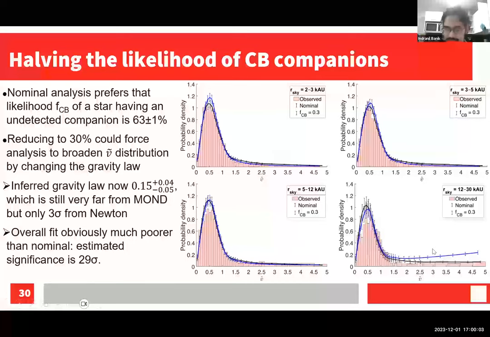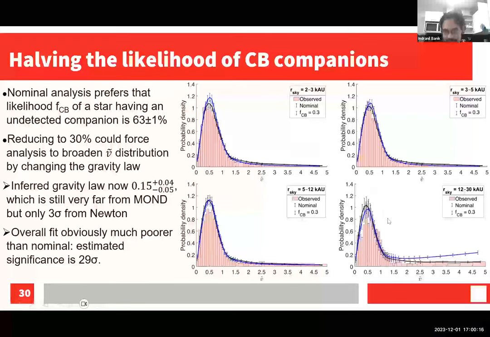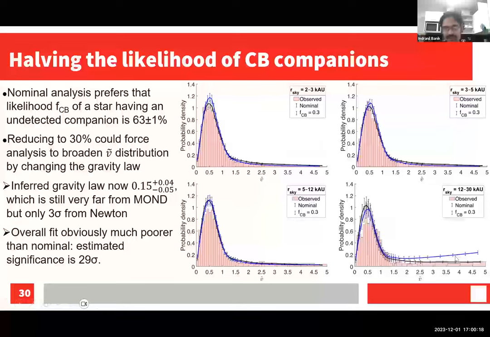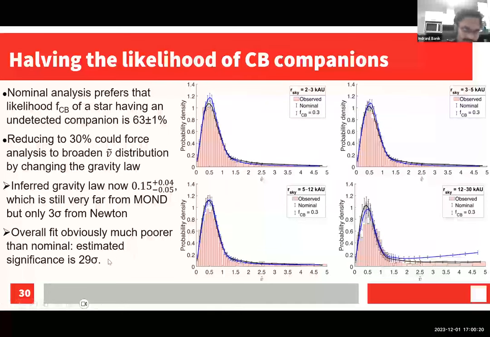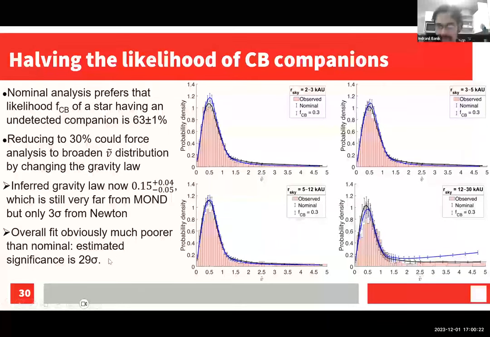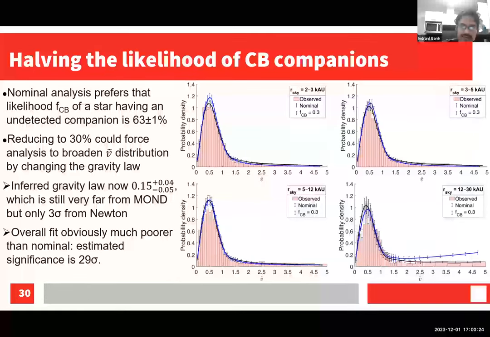So black is the nominal model, and blue is this revised model with much reduced closed binary contamination, which might not look too bad here. But it's only able to fit the tail reasonably decently with a much higher line of sight contamination fraction, which may work here and here. But here, it causes drastic disagreement with the observations, leading to a poorer fit than the nominal model by 29 sigma.